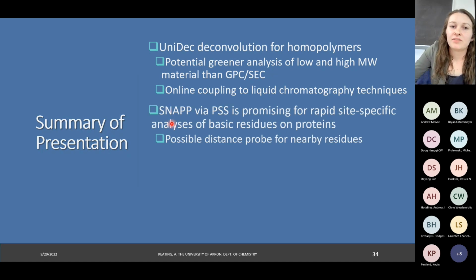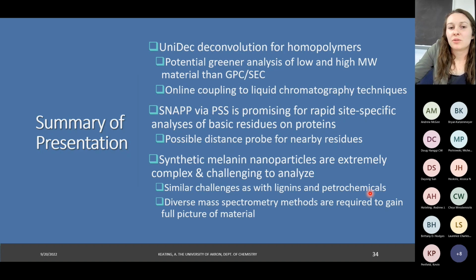We looked at the selective noncovalent adduct protein probes using polystyrene sulfonate for rapid site-specific analyses of proteins. And then synthetic melanin nanoparticles being just very challenging to analyze and extremely complex. The challenges seem to be similar with papers I've read about lignins and petrochemicals, with all the isobaric and complex isomeric species that are present. Ultimately, I think a diverse range of mass spec methods is required to gain a full picture of this material.